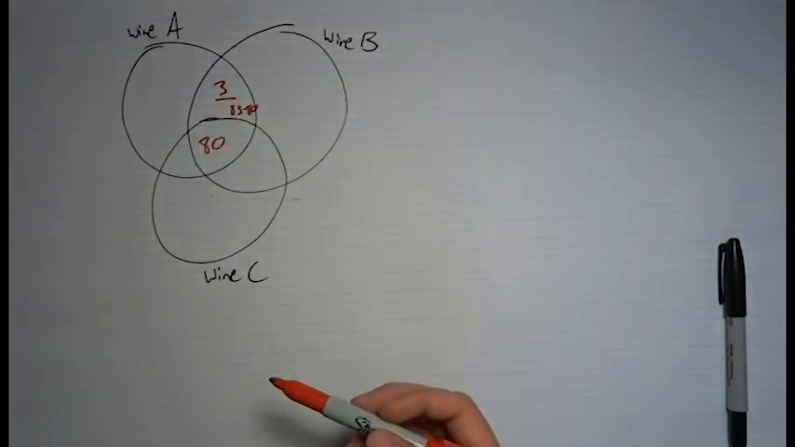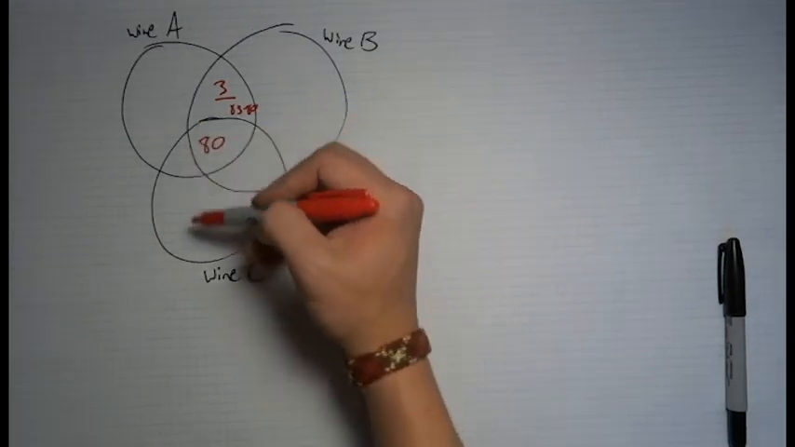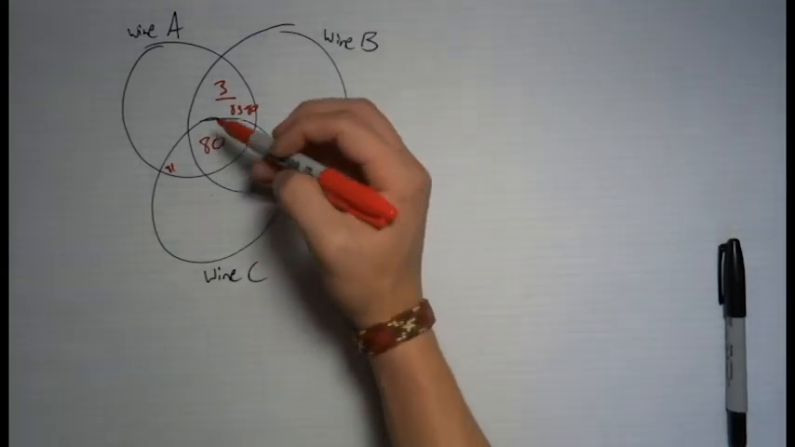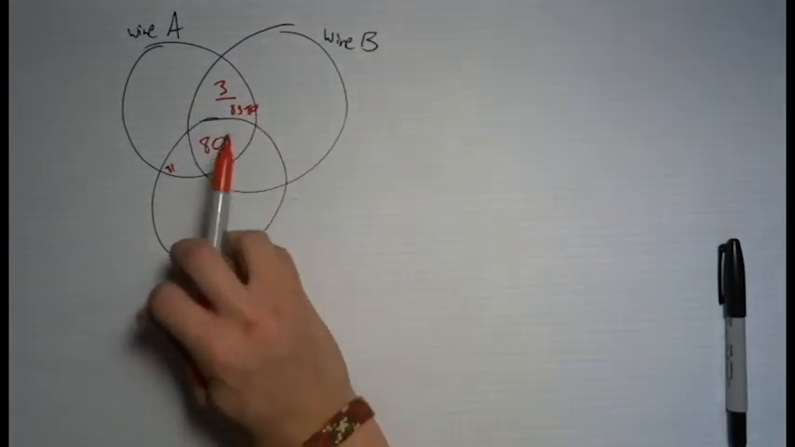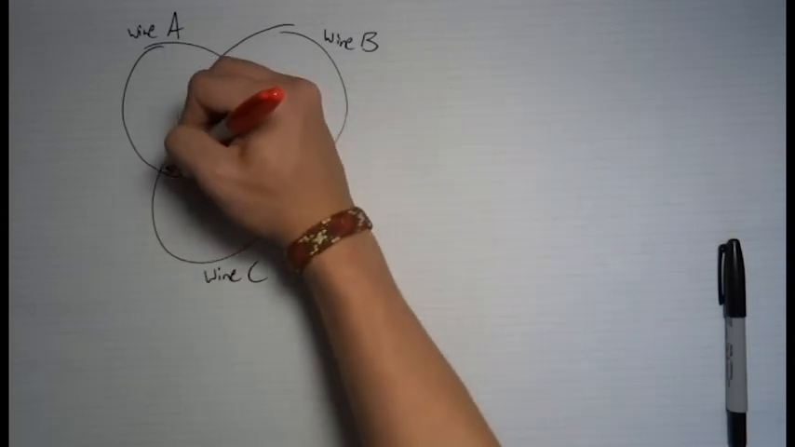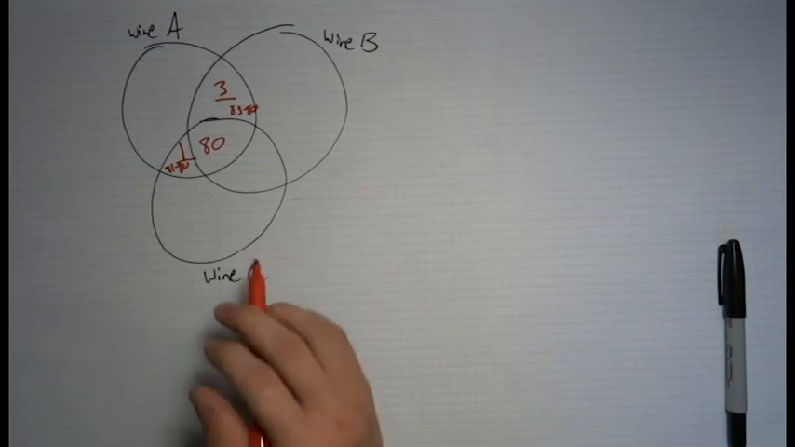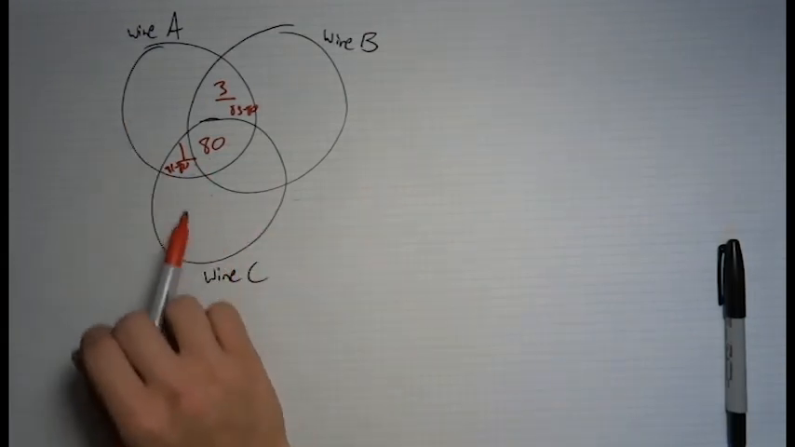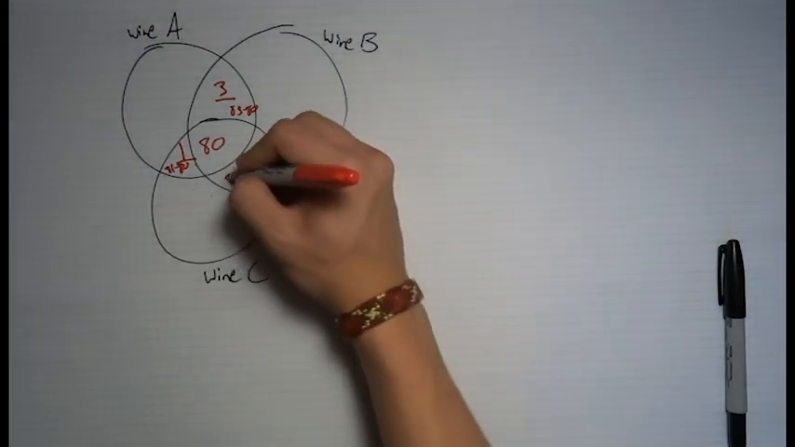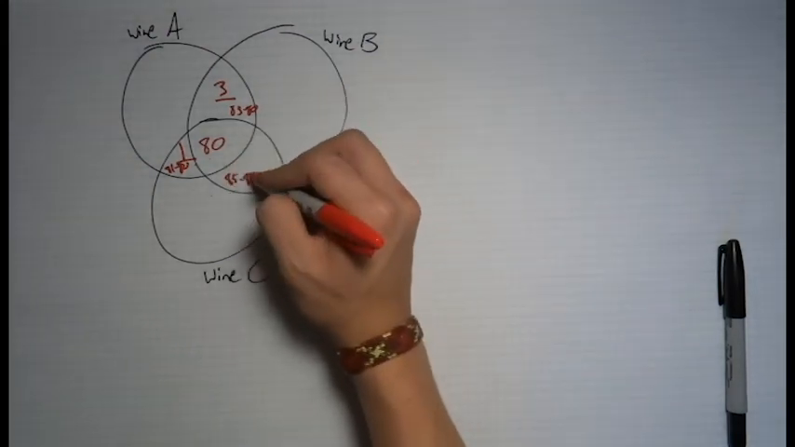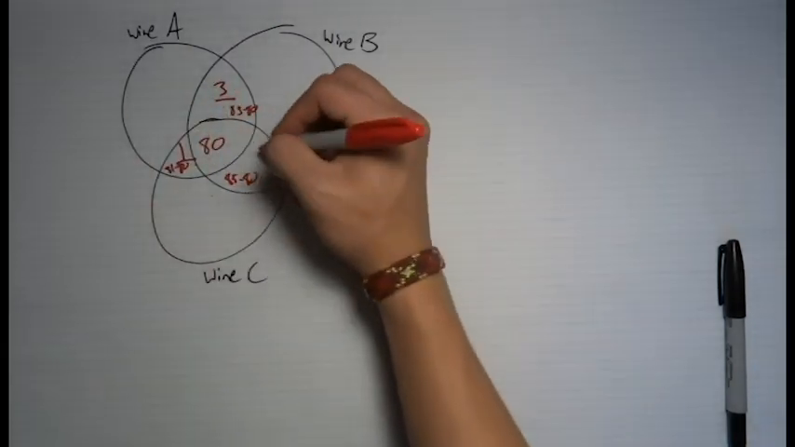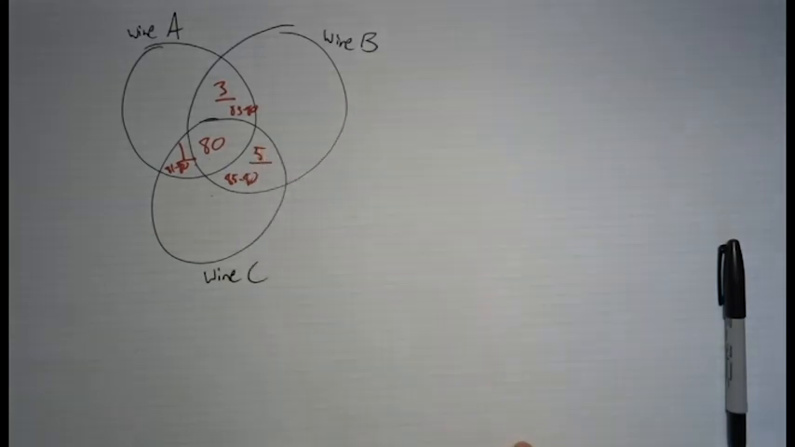All right, moving on to A and C, they told us that 81 people liked wine A and C. Well, again, these 80 people also like wine A and C. They just also happen to like B. So in order to not count them twice, we need to subtract these guys out to give us 1. That's an underline. So now we have this one person alone that likes wine A and C. Moving on to B and C, they told us that 85 people liked both wine B and C. But again, these 80 people also like B and C. They just also happen to like A. So we need to subtract them out to not count them twice. And we get 5 people in this category alone.